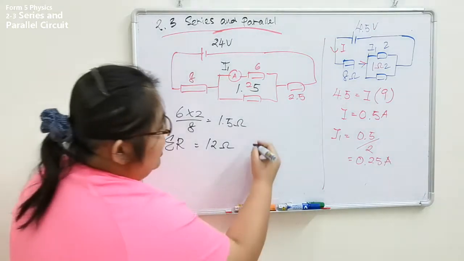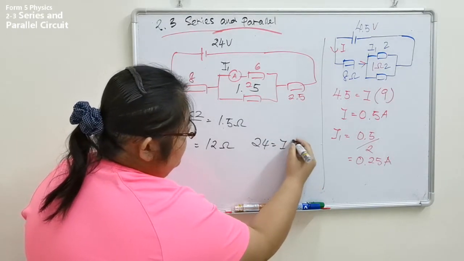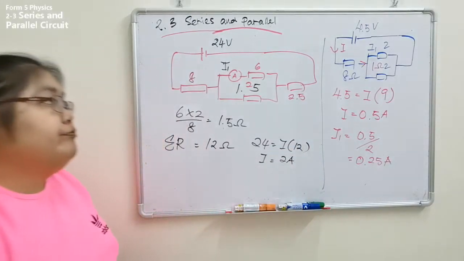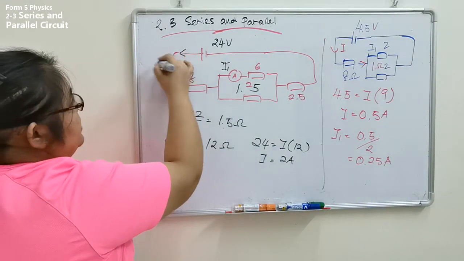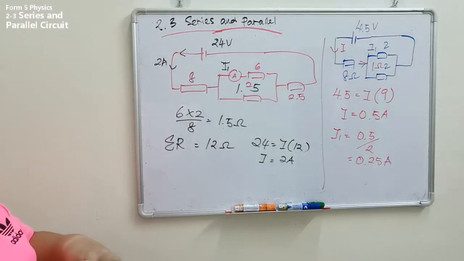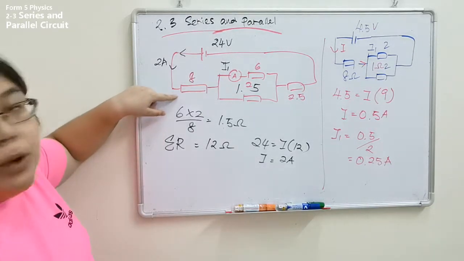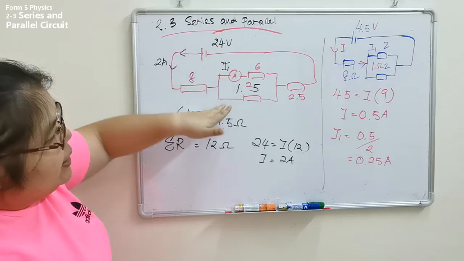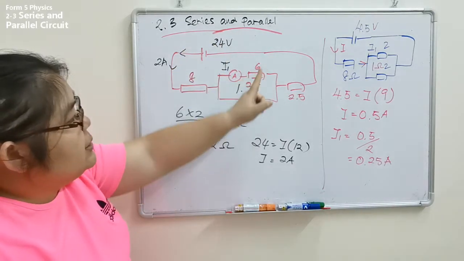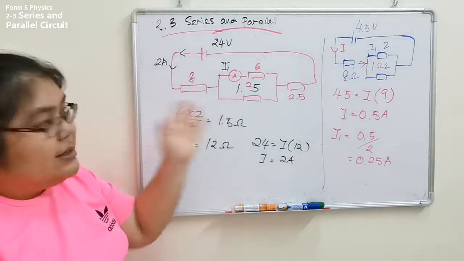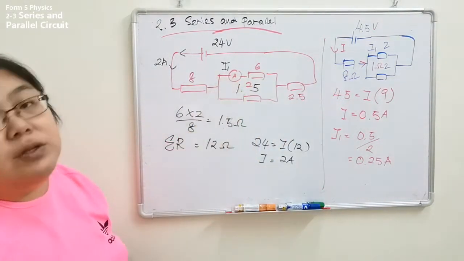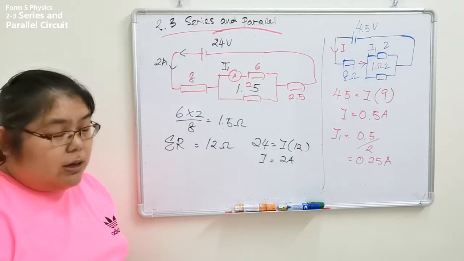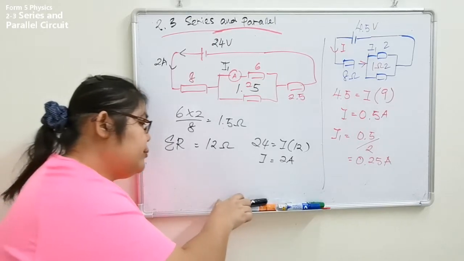So apply V equals IR, 24 equals I times 12, so I'm getting I is 2 ampere. That means the current that passes here is 2 ampere, and until here also 2 ampere. But now they want to split I1 and I2. The problem now is 6 and 2 are different, so we cannot say the same as just now, divided by 2. Now we need to split, so from here we use the current divider to do the calculation.